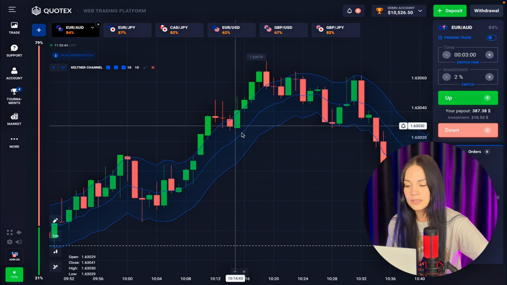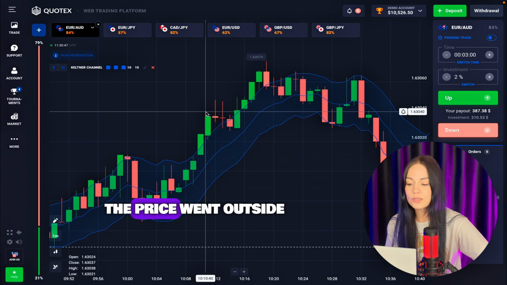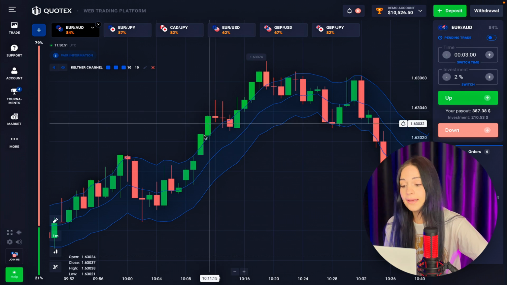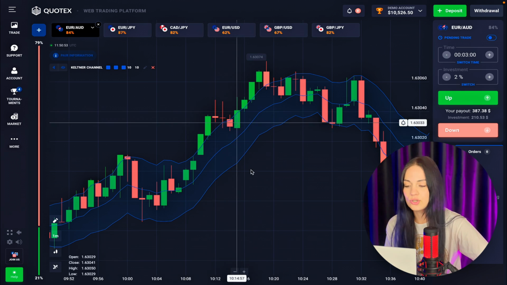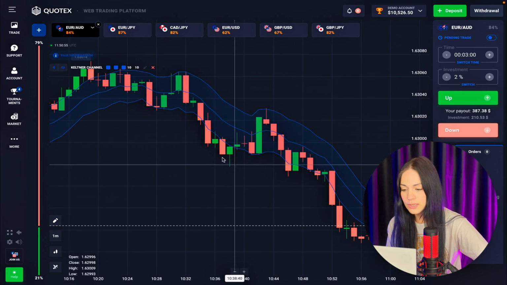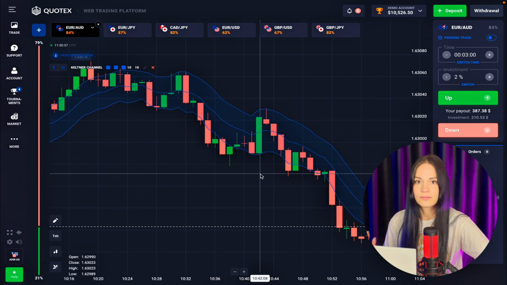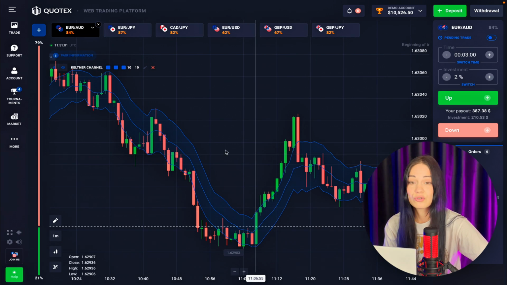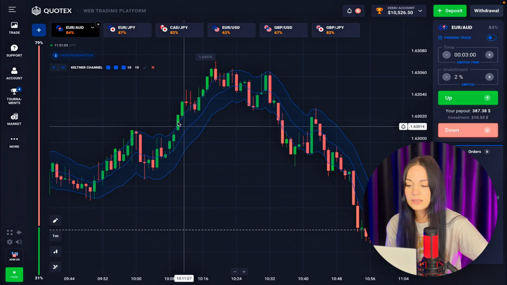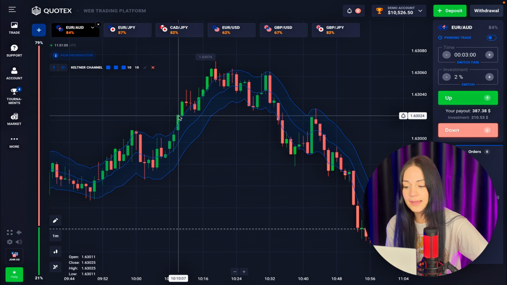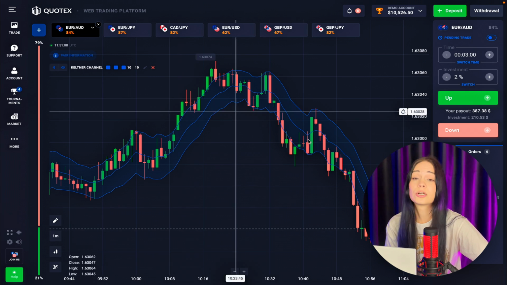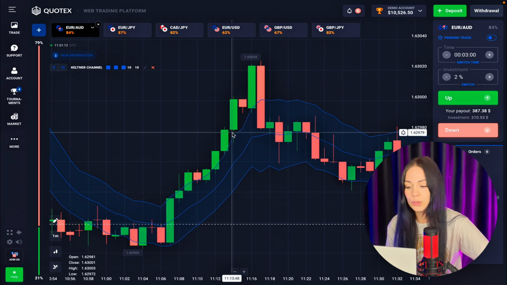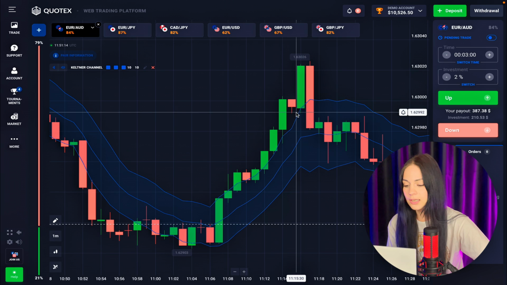So right here you can see an example. The price went outside of the deviation and we expect it to go back, and of course it went back, as you can see. And for the downtrend it's vice versa, for an uptrend it's the same but vice versa. So this is the main strategy. Silver opens deals when the price gets outside of the Keltner channel, but let's look at what is the main problem with this indicator. And here we can see it.